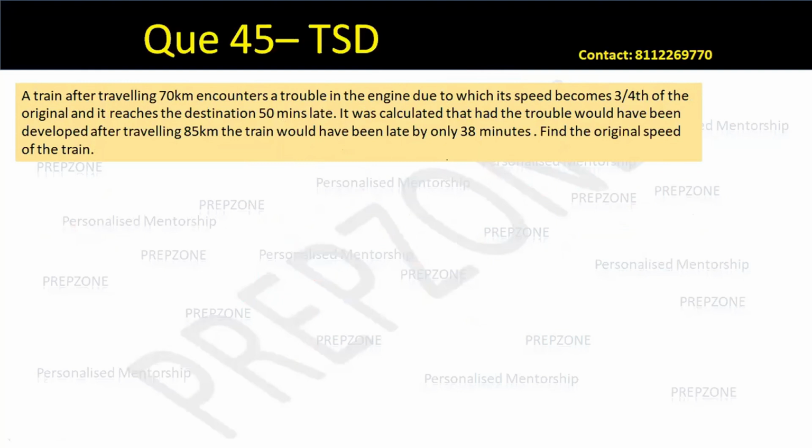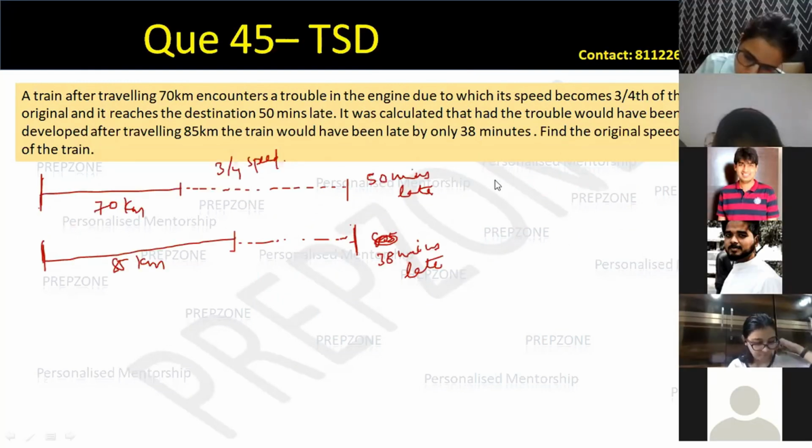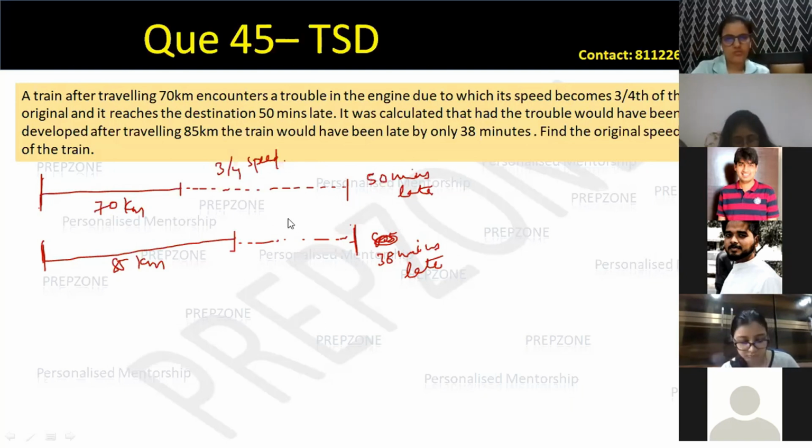Apply similar concept. So see, this is what is given to us, right? Ki in the first case, after traveling 70 kilometers, agar koi issue hota hai, then speed reduces to 3/4, and he reaches 50 minutes late. Abhi same problem agar 85 kilometers ke baad hoti hai, toh woh speed uske 3/4 ho jati hai, and the train reaches 38 minutes late.